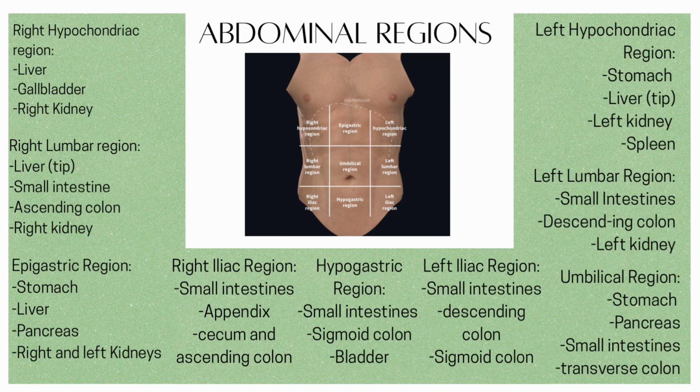The hypogastric region contains the small intestines, sigmoid colon, and the bladder. The left iliac region contains the small intestines, descending colon, and the sigmoid colon. The umbilical region contains the stomach, pancreas, small intestines, and transverse colon. The left lumbar region contains the small intestines, descending colon, and the left kidney. And lastly, the left hypochondriac region contains the stomach, liver, specifically the tip, left kidney, and the spleen.